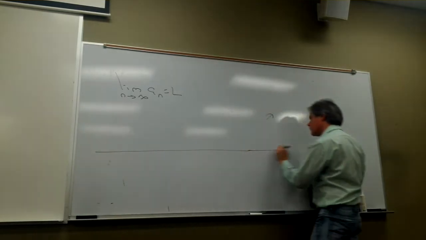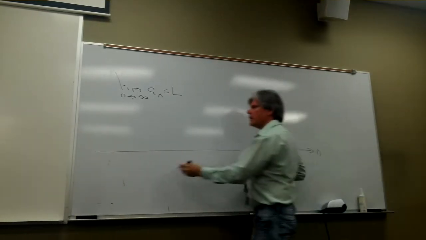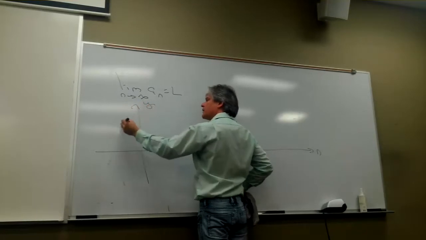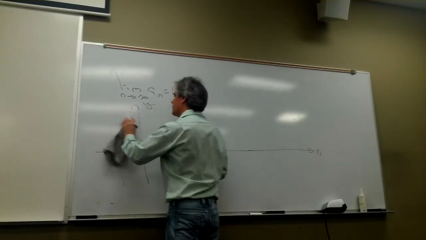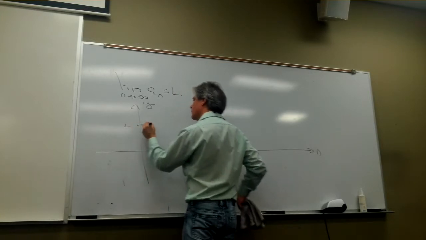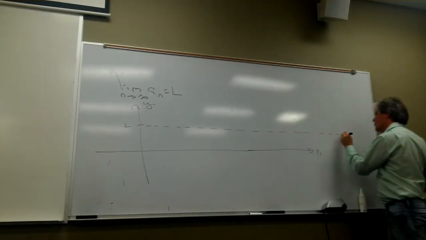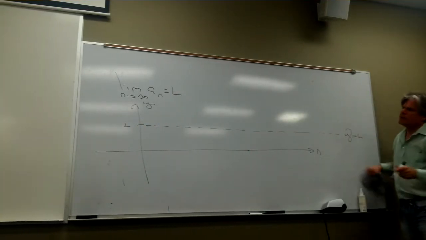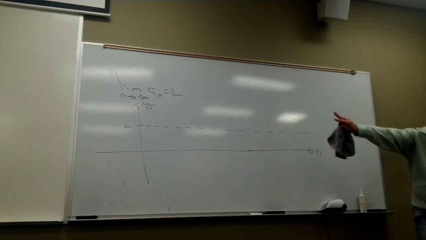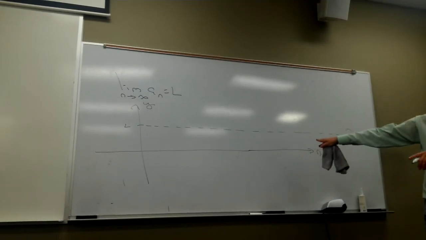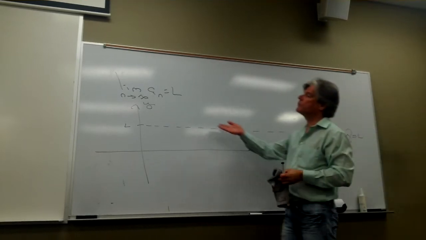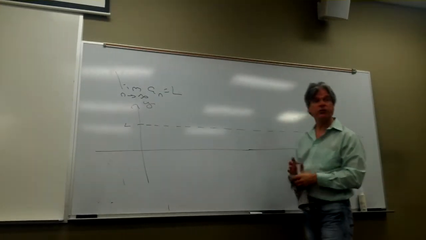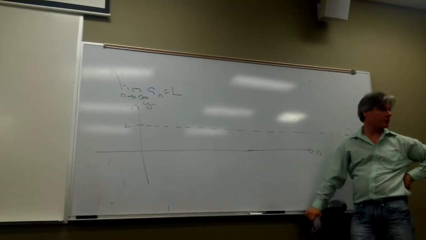Here's my n-axis. Here's my y-axis. Can I draw on y equals L real quick? You guys, in words, I'm not going to do the epsilon garbage yet, nor the big N. I'll do it in 15 seconds. What does this mean to you on an intuitive level? What does it mean to you on an intuitive level that this is a true statement?